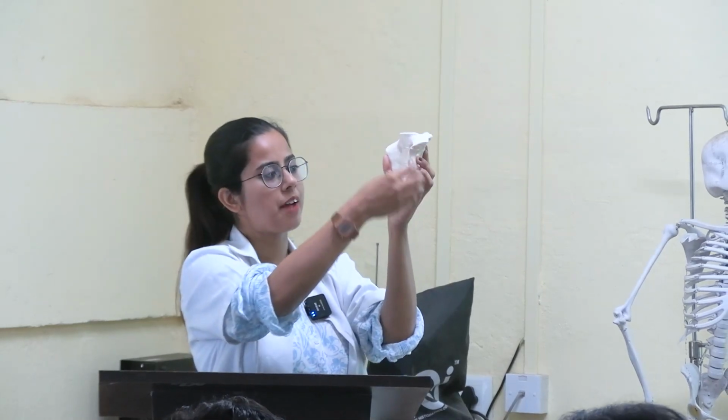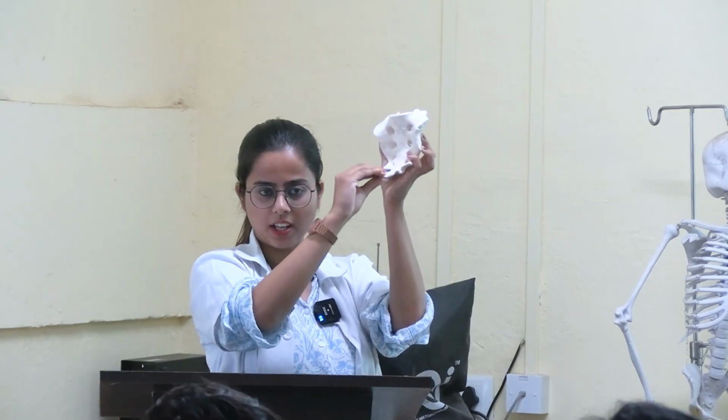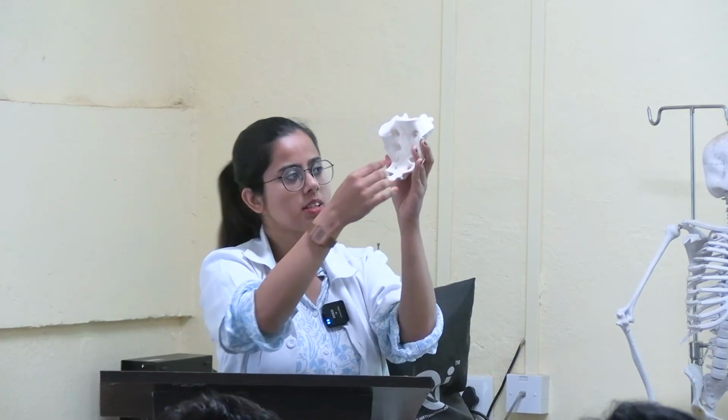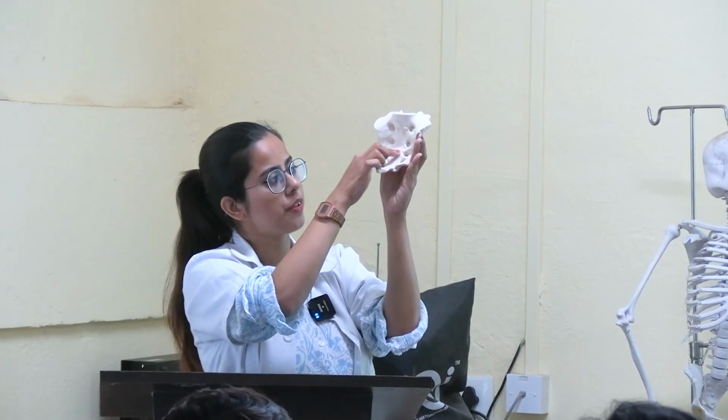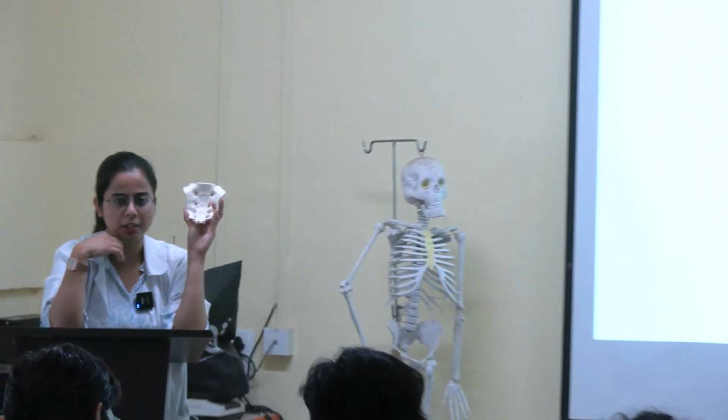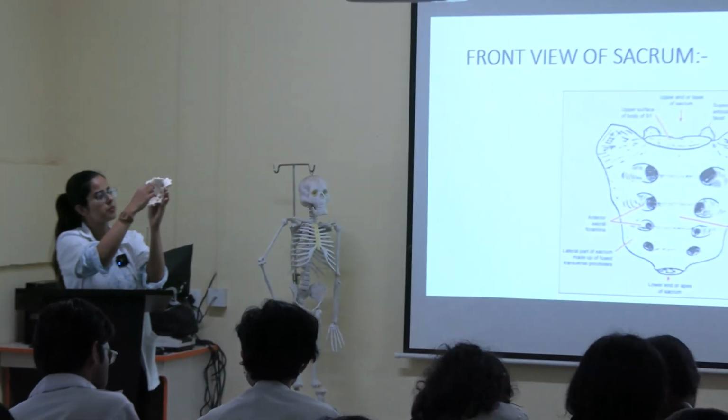Lateral to it we have the lateral masses here. So this is the anterior or concave surface. We have the transverse ridges over here. There are 4 transverse ridges which represent the fusion of the sacral vertebrae. Then lateral to it we have the foramina.